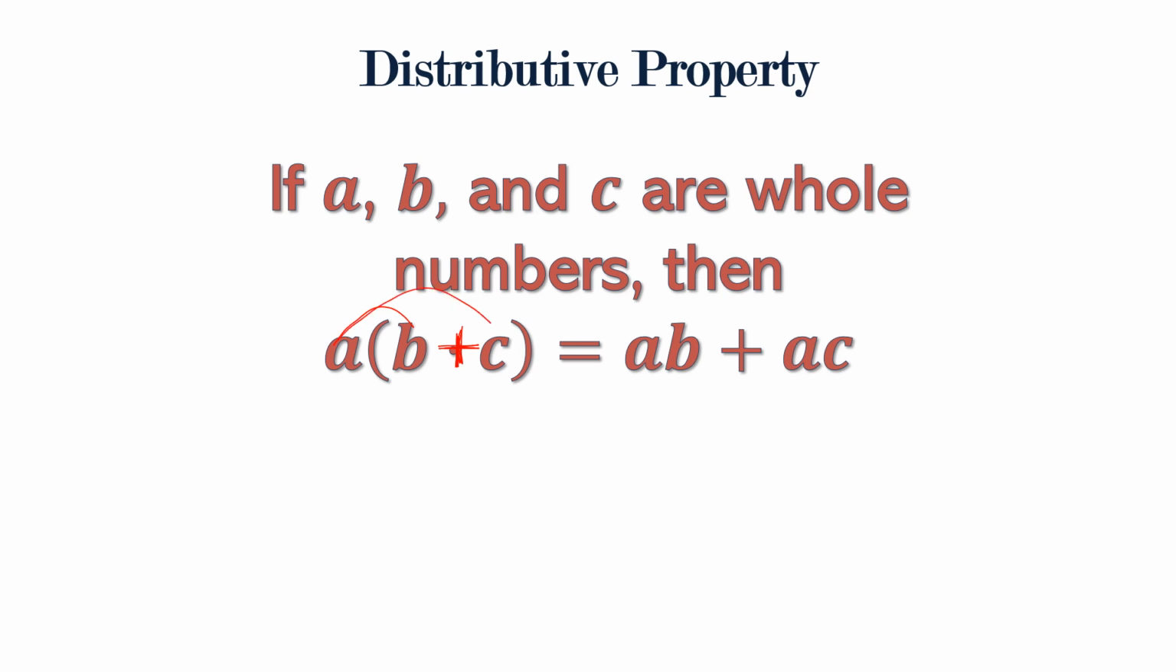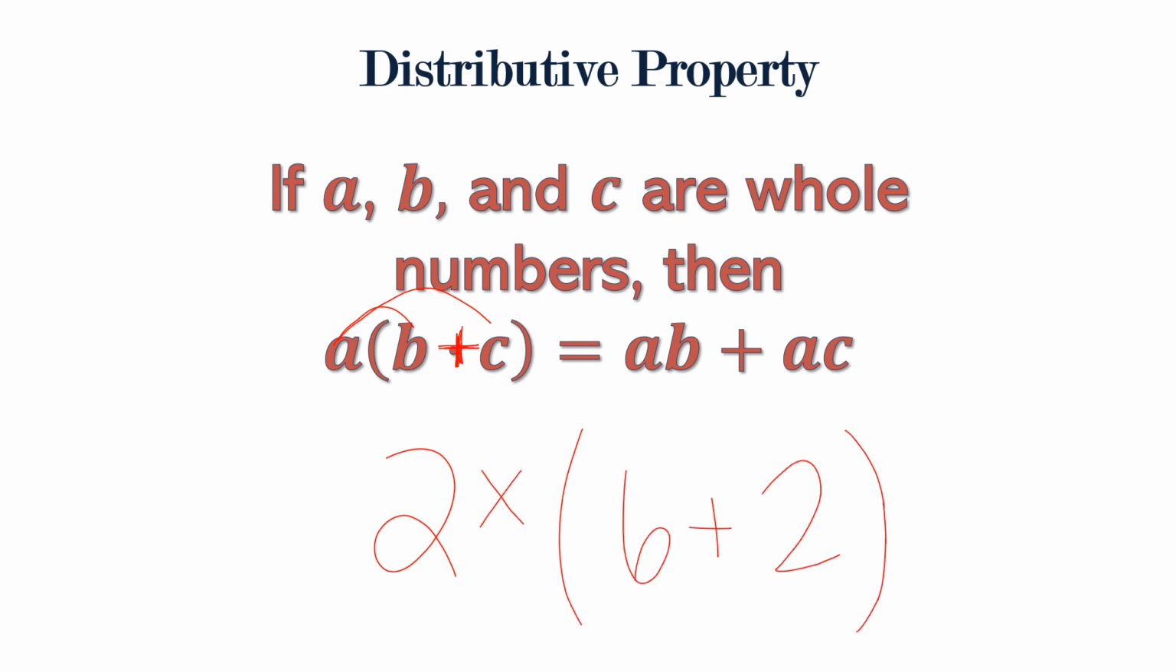Oh, I also noticed that if they have a number outside the parentheses, now this is just your book, but if your book has a number outside of the parentheses, they do not put the multiplication symbol there. So you're not going to see your book do something like this. They're just going to have the 2 there, and then you just distribute. Just be aware of that. So this would be the same thing as 2 times 6 is 12, plus 2 times 2 is 4.